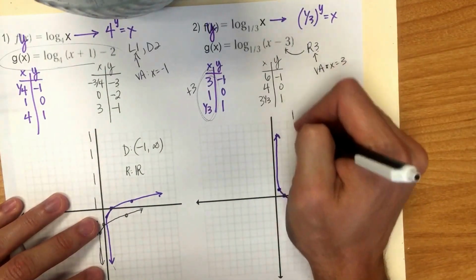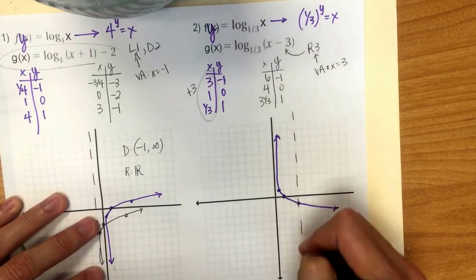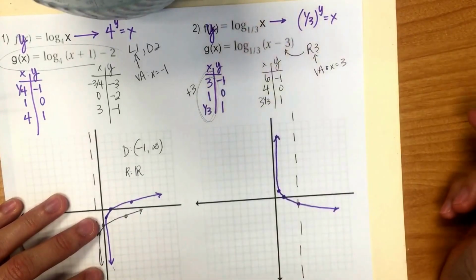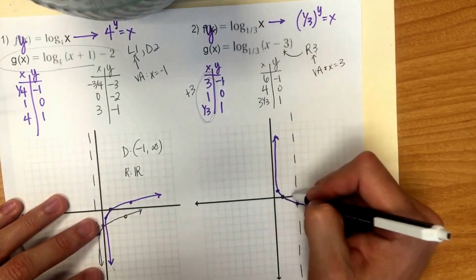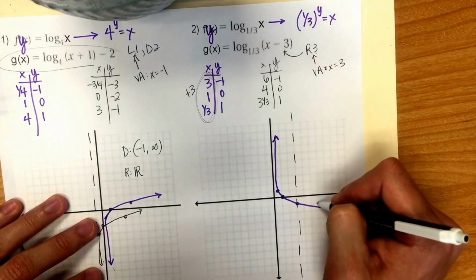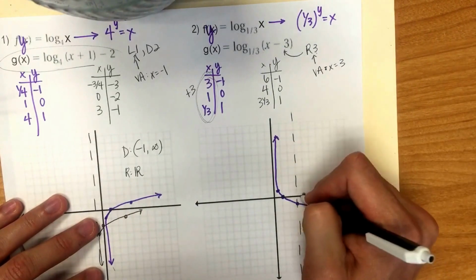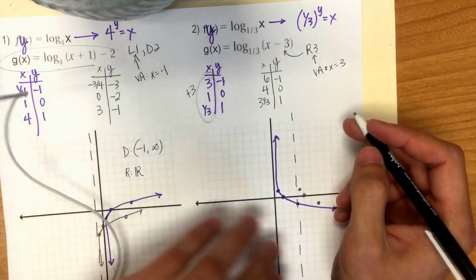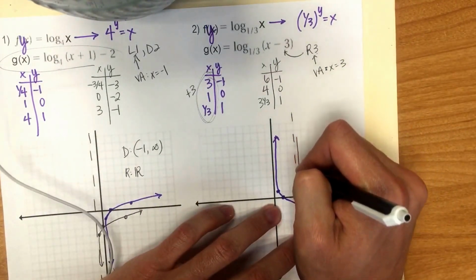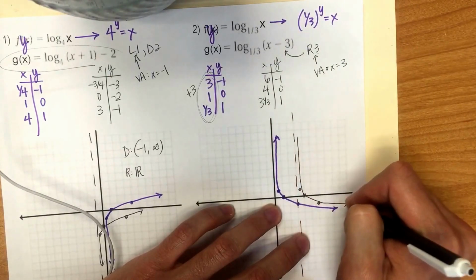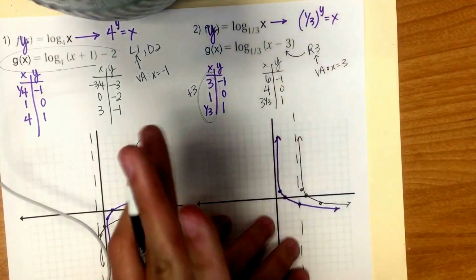1, 2, 3. And let's plot our points. 6, -1. 4, 0. And then 3 1/3, 1. Same shape. Same level for my y values. The only thing that's changed is we've pushed the entire graph to the right by 3.